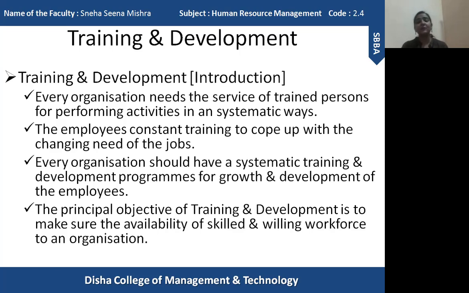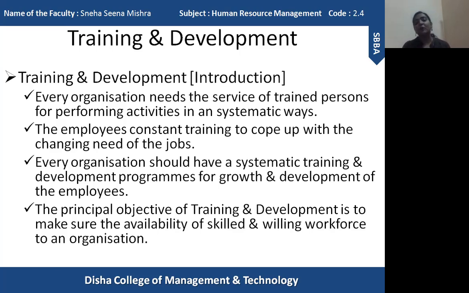Okay, so for this purpose, every organization must have a systematic training and development program. See, training and development both are related to each other, yet they are very different, and both are extremely necessary for every organization and for every employee. So it is better to have a systematic training program and development program. If these programs are not prepared in a systematic manner, then it won't give any kind of result to the organization. It would be simply a wastage of money that they have put in the training and development program.